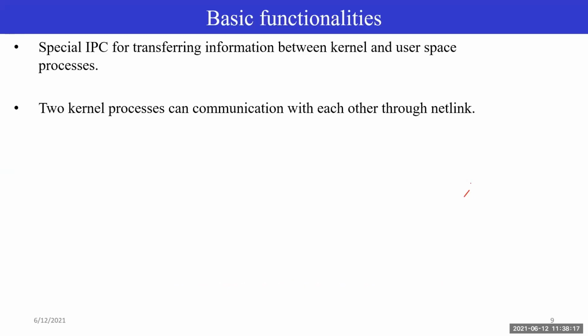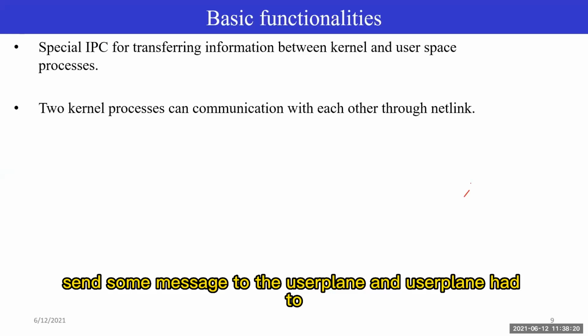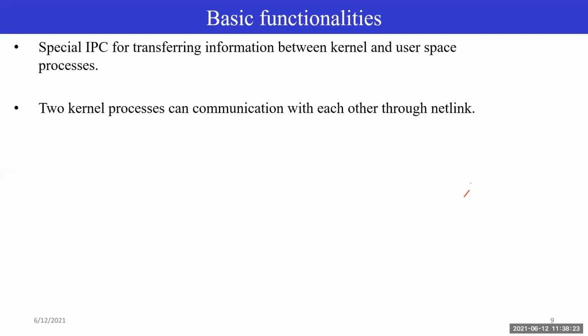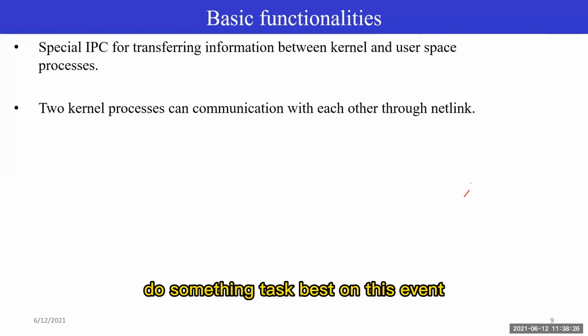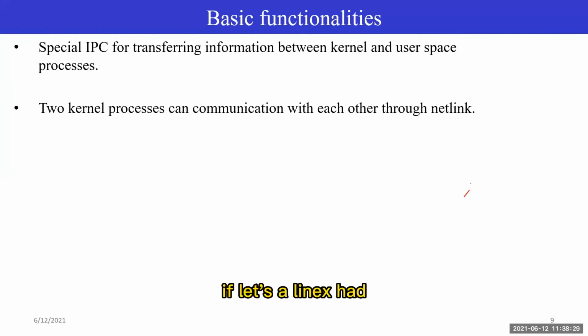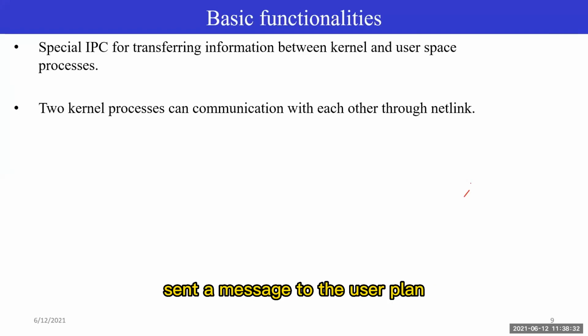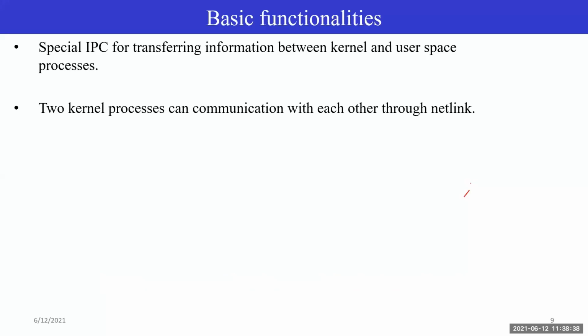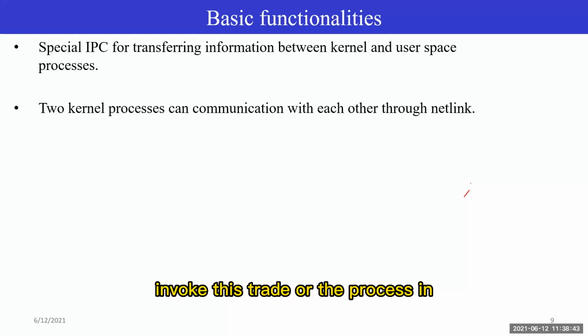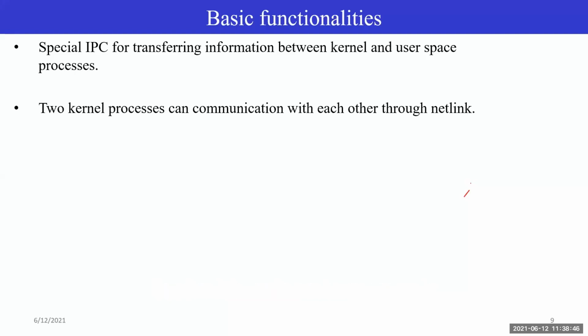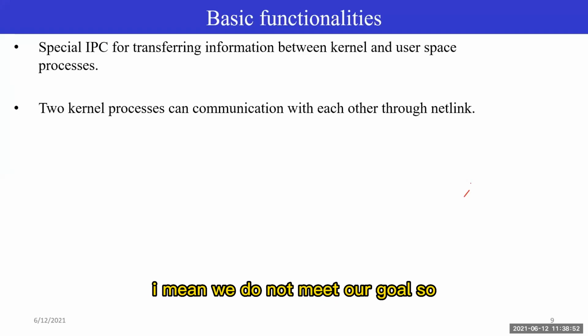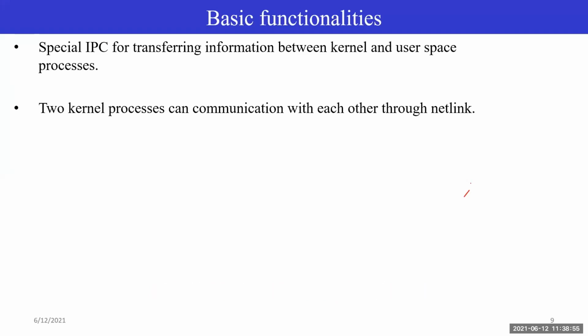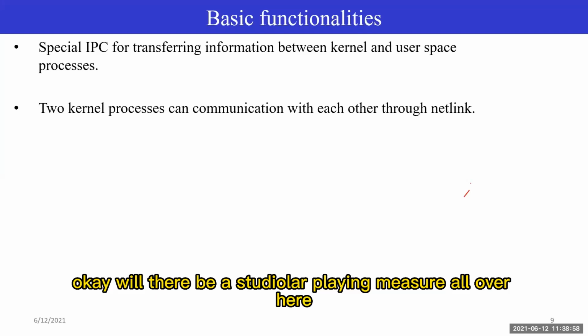Okay. But let's say the kernel wants to send some message to the user plane, and the user plane has to do a certain task based on this event. If Linux had sent a message to the user plane and it was supposed to do a certain task within a stipulated time, and the scheduler did not invoke this thread or process within, let's say, a few milliseconds, we do not meet our goal. Will the scheduler play a major role over here?